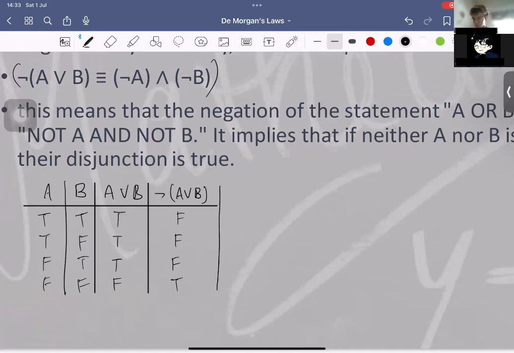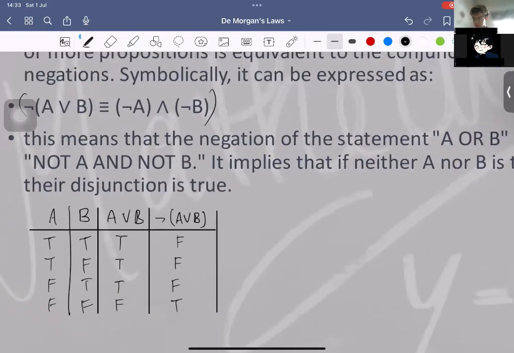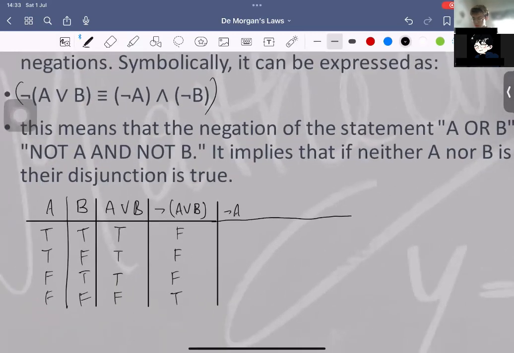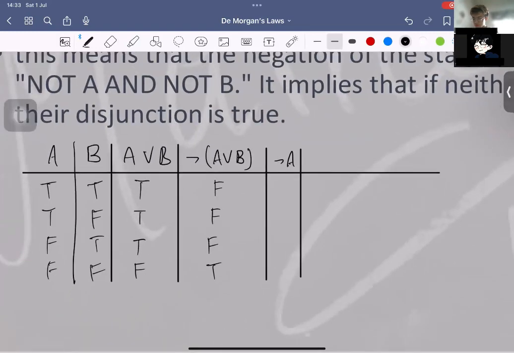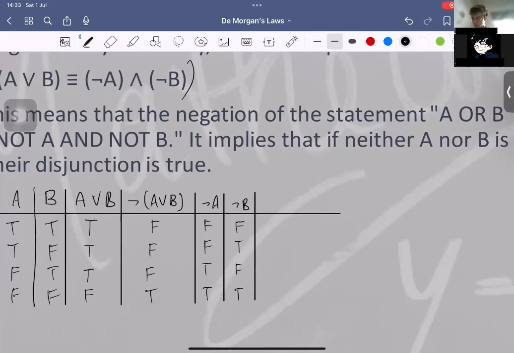Then we continue. Not A. What will not A be? Not A will be false, false, true, true. And not B will become false, true, false, true. So what will not A and not B be?